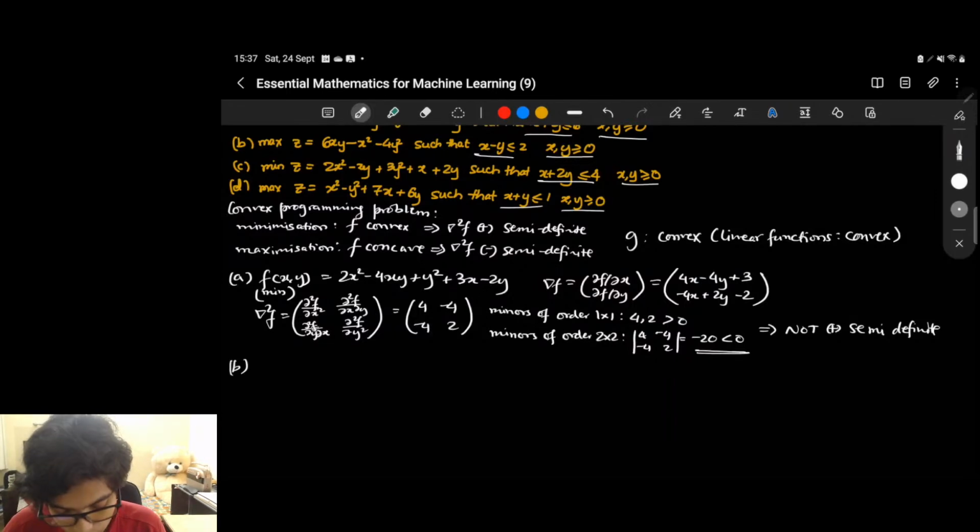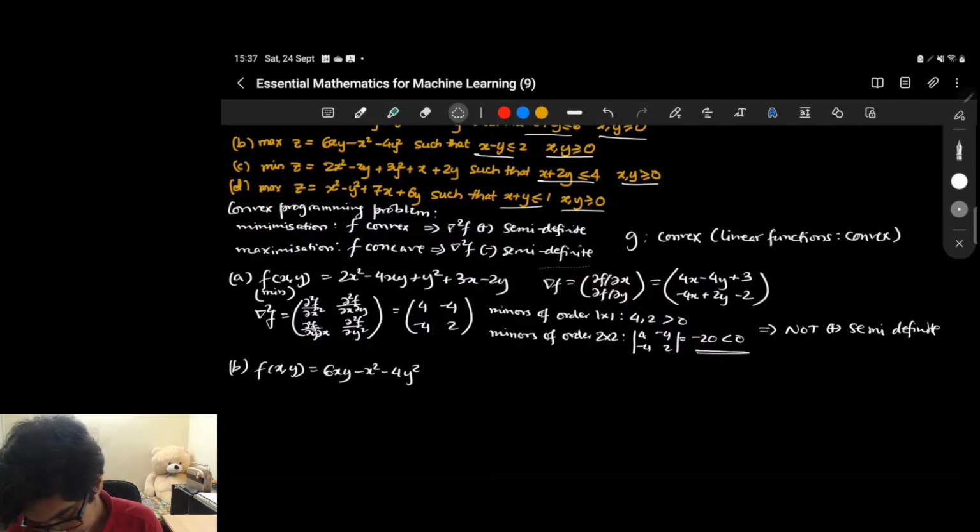Let's look at the second function. f(x, y) is equal to 6xy minus x squared minus 4y squared. And then del f we will find out like this. So let me copy this stuff from here.